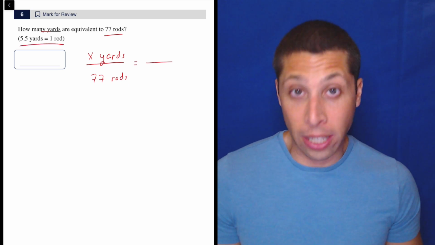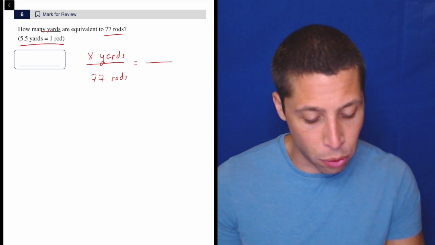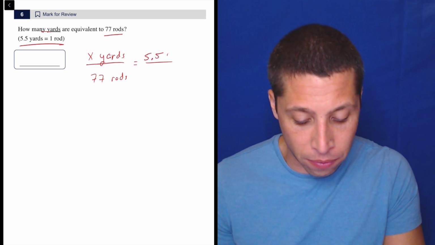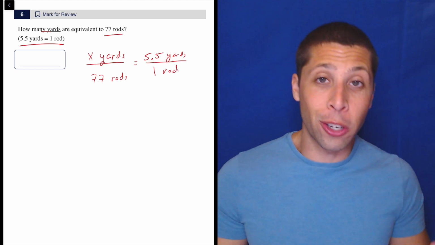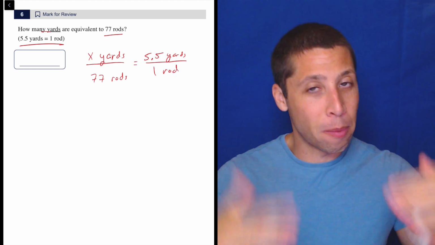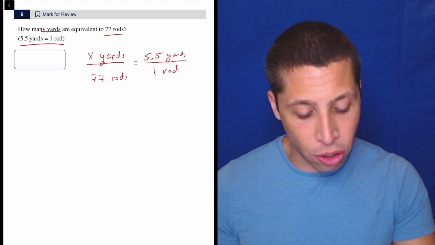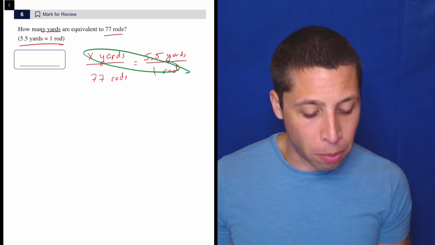And of course, they're going to give it to me. So we just need to make sure we match the units. That's why I'm writing them out. 5.5 yards is equal to 1 rod. So everything's good. We've got the same units on the top, same units on the bottom. Now we can solve this just like we would a proportion. We cross multiply and divide, right?